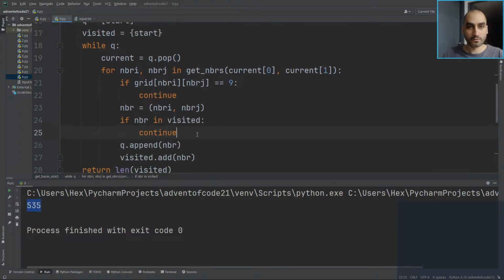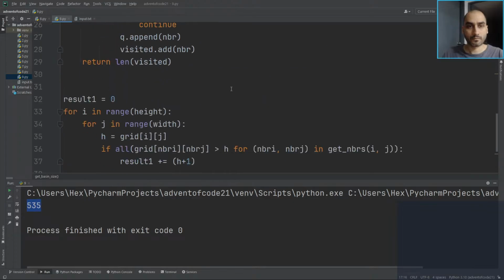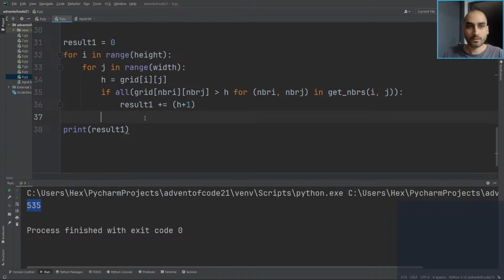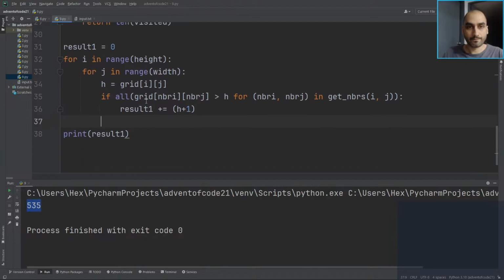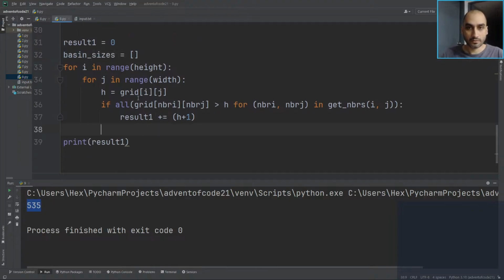trough. It works on any element in the basin. All right. Basin sizes is just a list. All right, now.